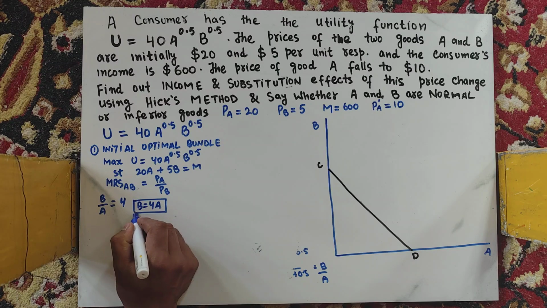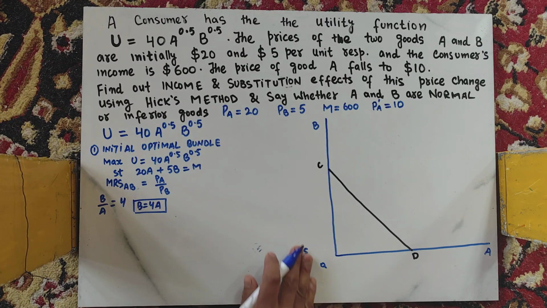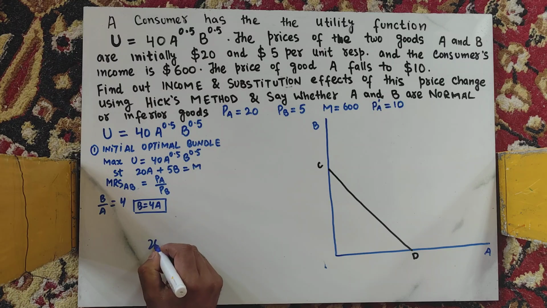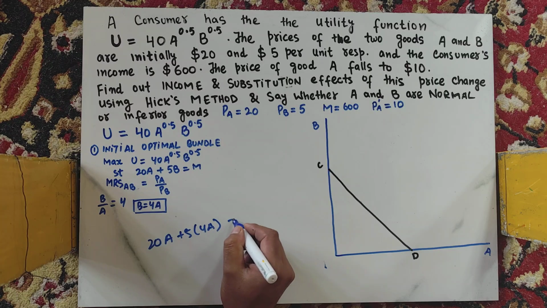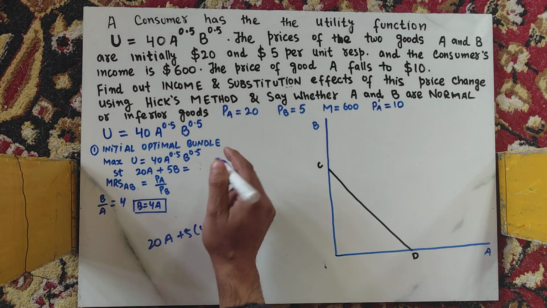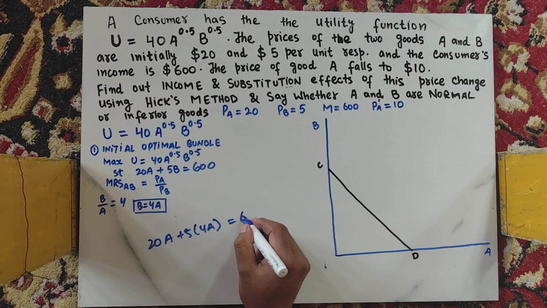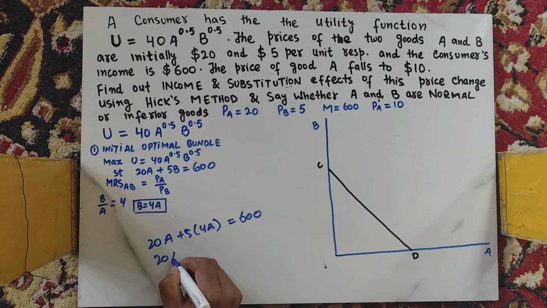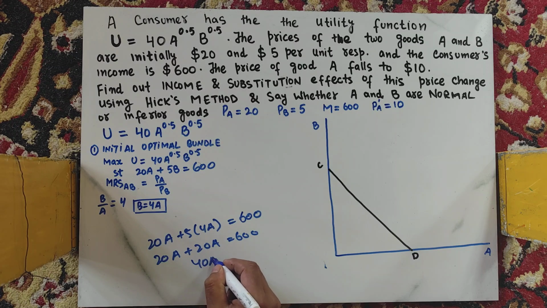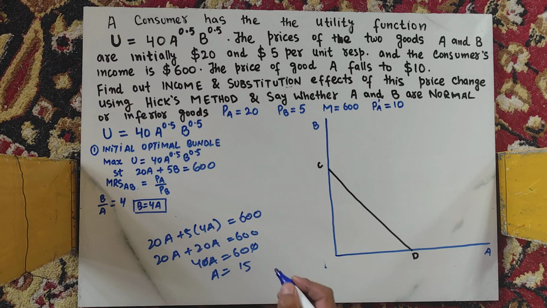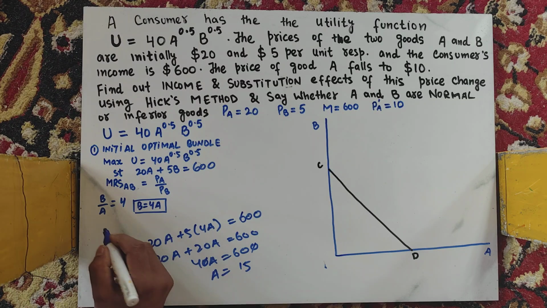Now plug this value into the budget constraint. So what will we get? We have 20A plus 5 times the value of B, which is 4A, should be equal to the income. Income is 600. So we get 20A plus 20A is equal to 600, or 40A is equal to 600. So A will be equal to 600 upon 40, which is 15. So initially we get A equal to 15 units.